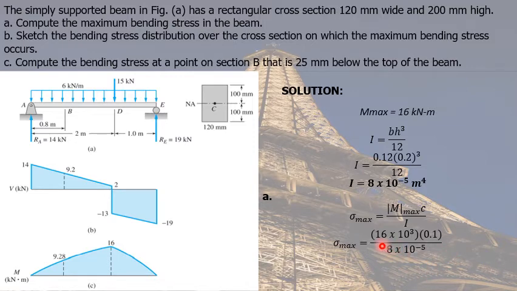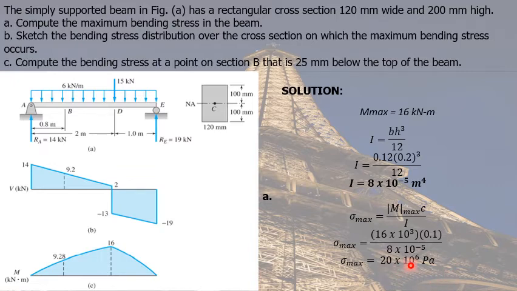Our moment should be expressed in Newton meters. That's why we have 16 times 10 raised to 3. And our C should be expressed in meters, so we have 0.1. And our I should be expressed in meters to the fourth power, so we don't need changing for I. Solving, our unit will be in Newton per square meters or pascals.